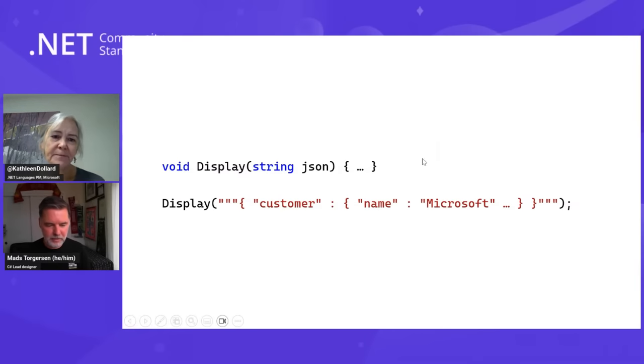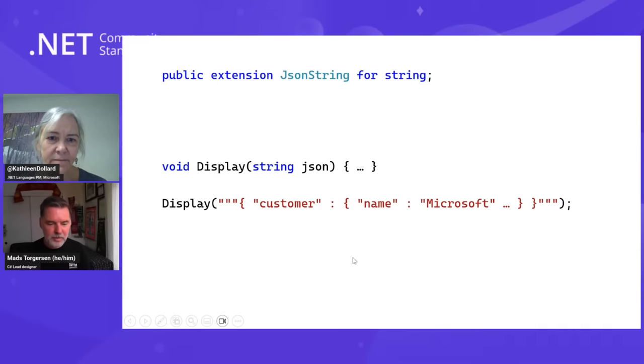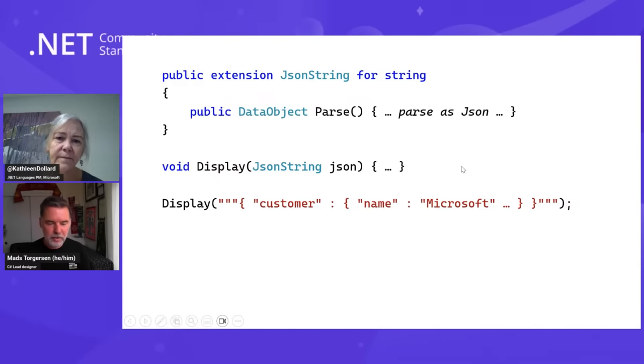So here's an example, right? I have some code that displays strings that are supposed to be JSON. You can see that from the variable name. And I'm passing it some JSON. Well, maybe it would be nice if the type could indicate more clearly that we're looking for a string that has JSON in it. So we'll make an alias for it, a public extension JSON string, and just put that in scope, and everyone can use it. That's a simple extension. And now we can use JSON string here in the display method to indicate that.